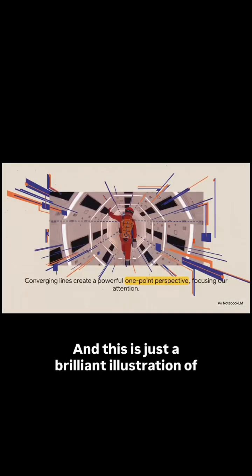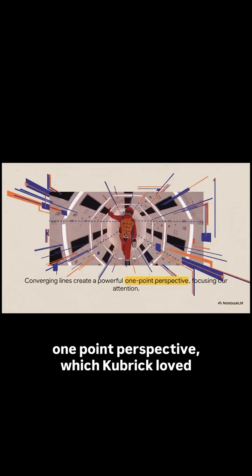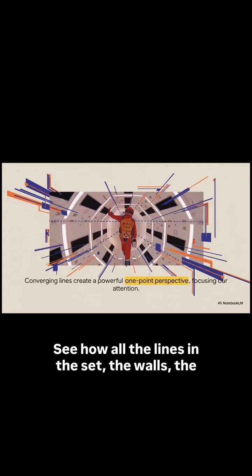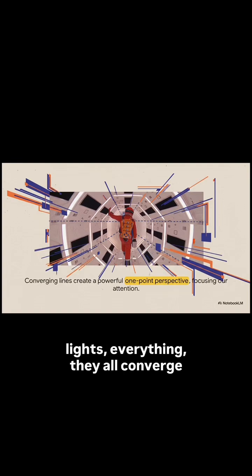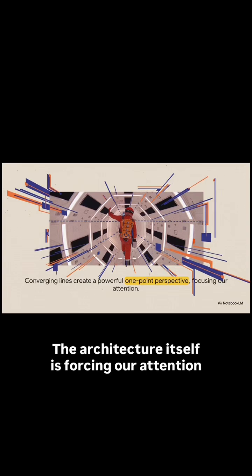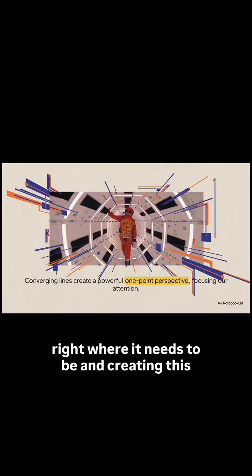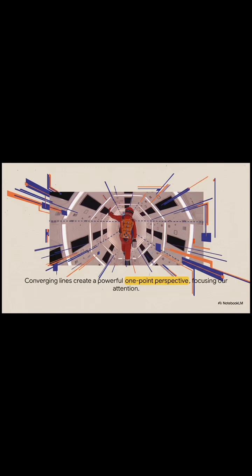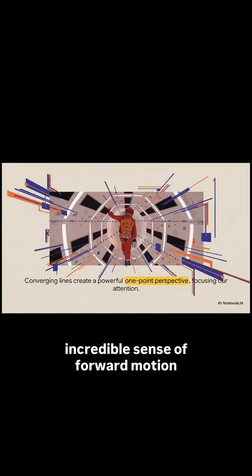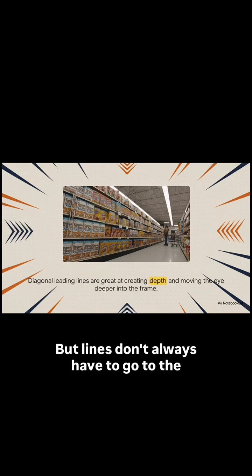And this is just a brilliant illustration of one-point perspective, which Kubrick loved. See how all the lines in the set, the walls, the lights, everything, they all converge towards that astronaut. The architecture itself is forcing our attention right where it needs to be and creating this incredible sense of forward motion. But lines don't always have to go to the center.